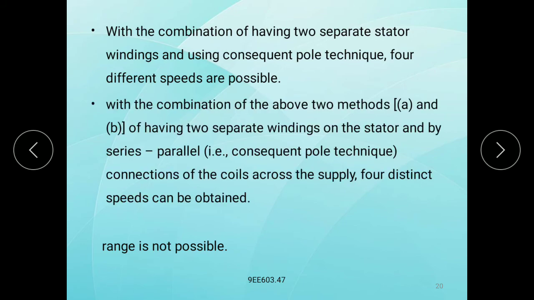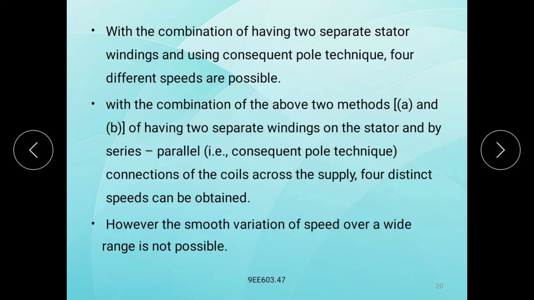So with the combination of having two separate stator windings and using the consequent pole technique, 4 different speeds are possible. By combining the two methods, with two separate windings on the stator and series-parallel connection of coils across the supply, 4 distinct speeds can be obtained. However, smooth variation of speed over a wide range is not possible.